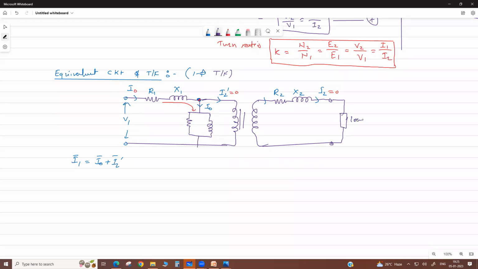Then this is the load. Now maybe load factor means it is an inductive load. Let us consider a cos phi 2. It is the load power factor, not a transformer power factor. It is the load or secondary power factor. Suppose it is lagging power factor. Phi 2 is the angle by which your secondary current lags the secondary terminal voltage.